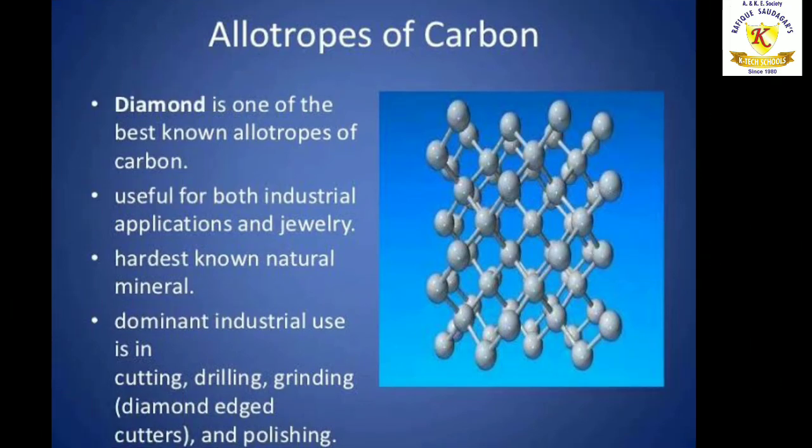Good. Allotropes of carbon. First is diamond. Diamond is one of the best known allotropes of carbon. It is useful for both industrial application and jewelry. It is the hardest known natural mineral. Dominant industrial uses are in cutting, drilling, grinding, diamond edged cutters and polishing. So this is about diamond.